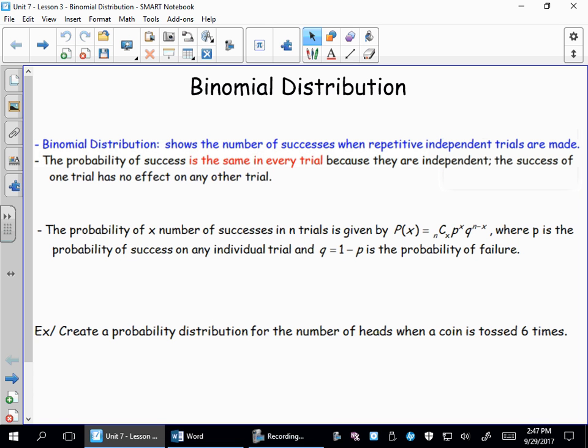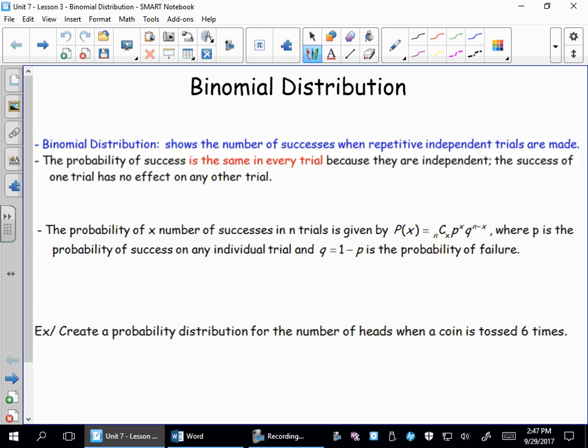In this lesson, we're going to examine another type of discrete probability distribution, one called binomial. A binomial distribution occurs when you have repetitive independent trials. So you can do something more than once. Maybe you flip a coin, and you flip it a couple times and you're repeating itself, and they're independent because one flip has no effect on the next.